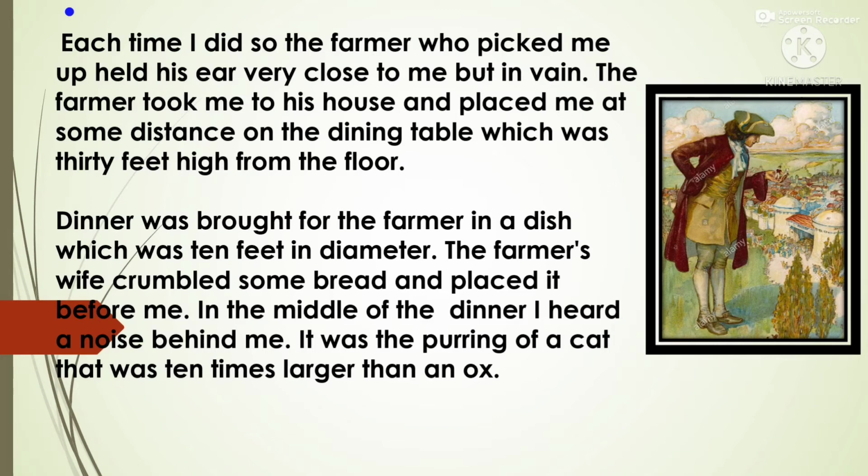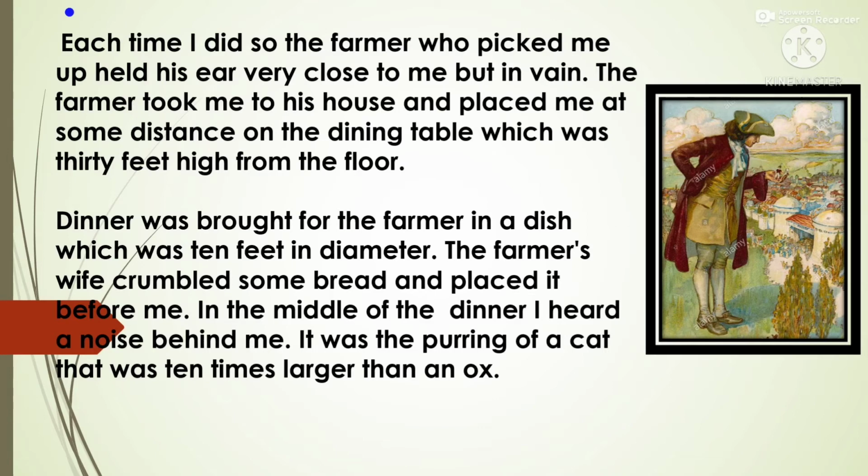The farmer took me to his house and placed me at some distance on the dining table, which was 30 feet high from the floor. So he took Gulliver to his house and placed him on the dining table, which was 30 feet high from the floor. Dinner was brought for the farmer in a dish which was 10 feet in diameter. So the diameter of the dish was 10 feet.